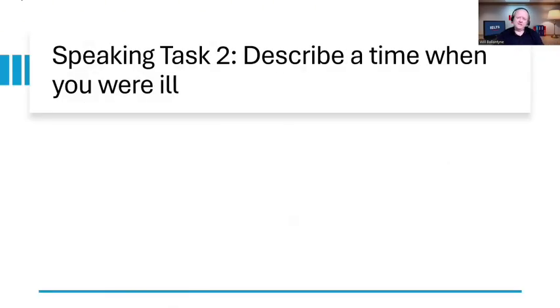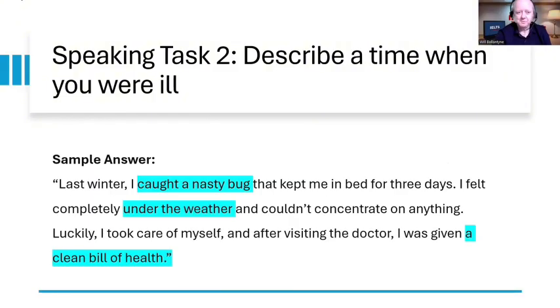So if you look at the speaking task 2, here's one example. Describe a time when you were ill. So it's a speaking task 2. So you have to describe one instance when you had some kind of illness. Here's part of a sample answer. Last winter, I caught a nasty bug that kept me in bed for 3 days. I felt completely under the weather and couldn't concentrate on anything. Luckily, I took care of myself, and after visiting the doctor, I was given a clean bill of health.